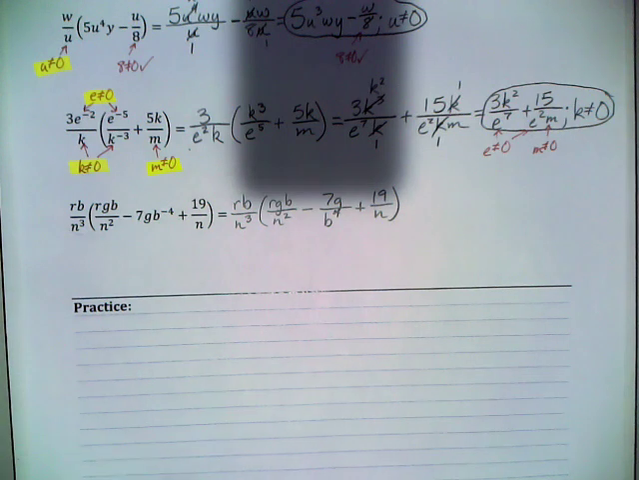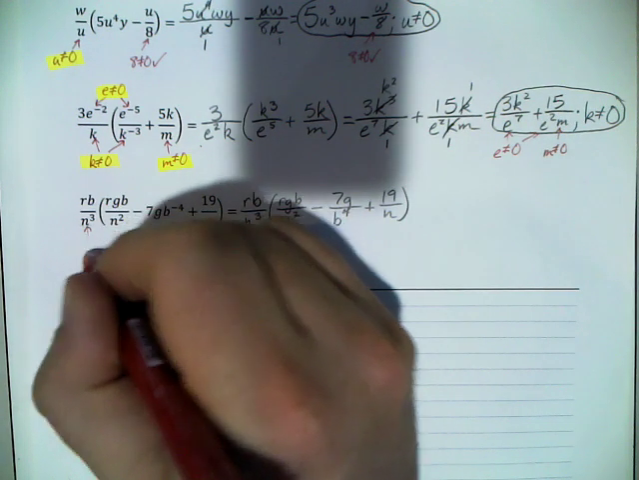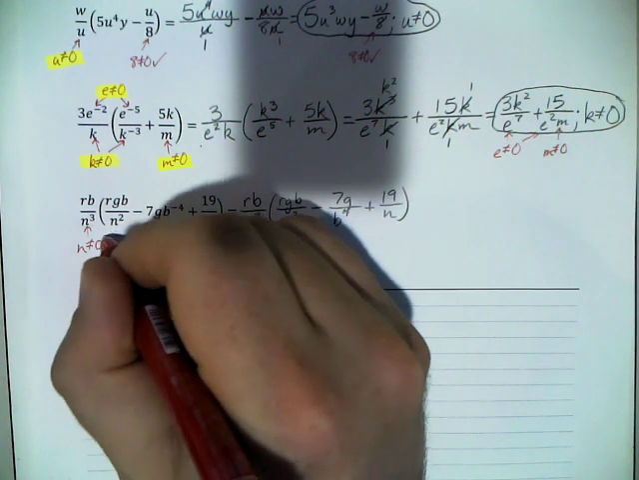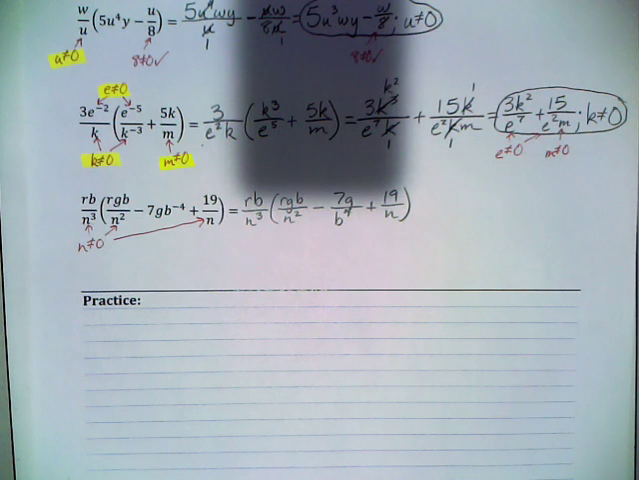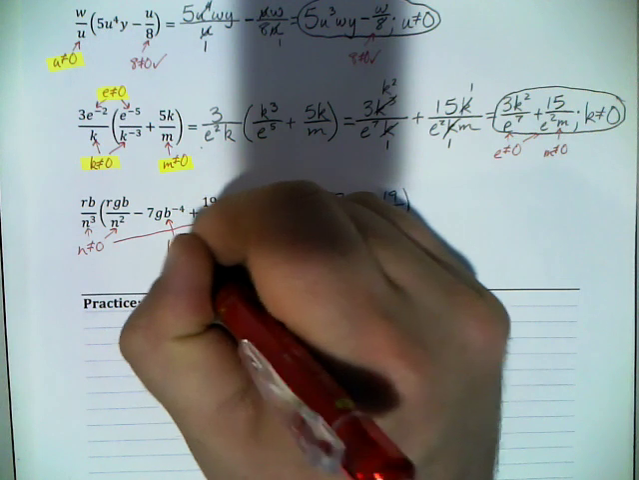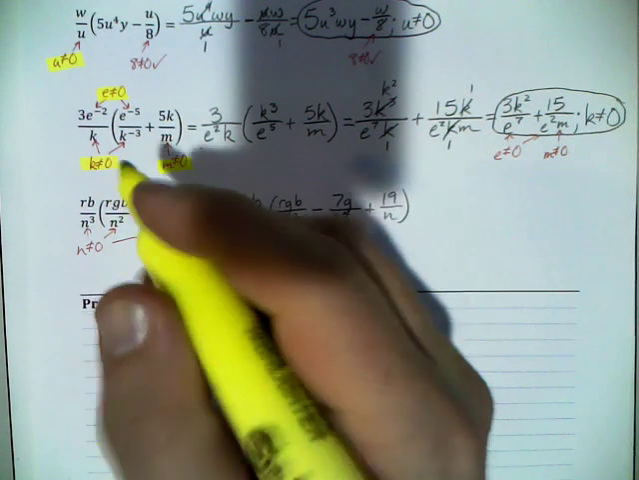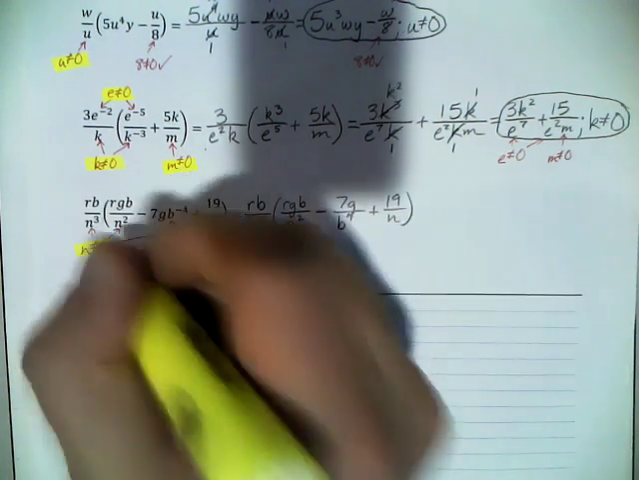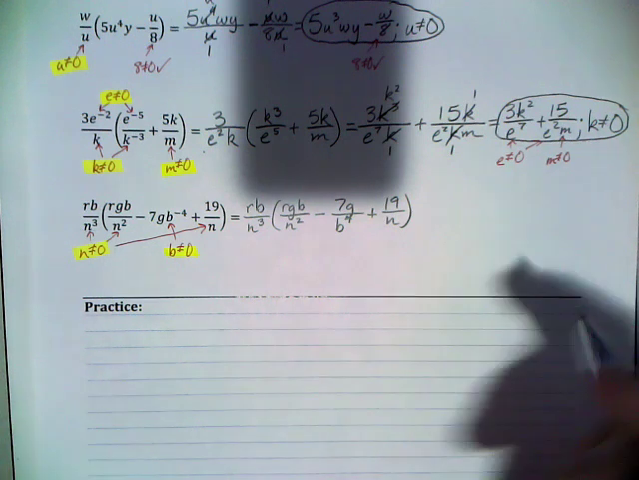Oh, sorry, ladies and gentlemen, I'm remiss. I forgot to look at my excluded values here. So n cannot equal 0 here, and here, and here. So 3 different reasons why n cannot equal 0. And then finally, I have a negative exponent here for b, so b cannot equal 0. So this time, we just have the 2 excluded values. All right, so back to simplifying this.